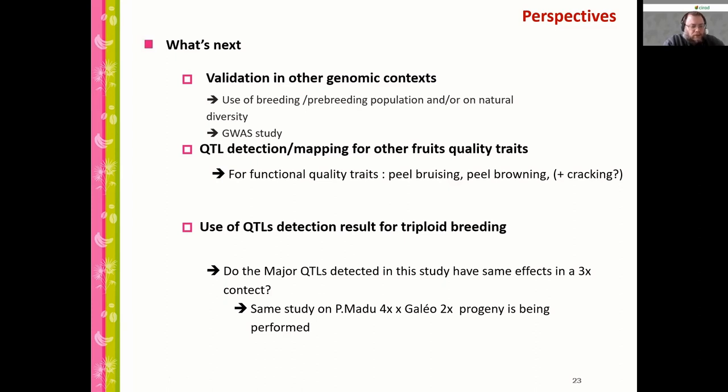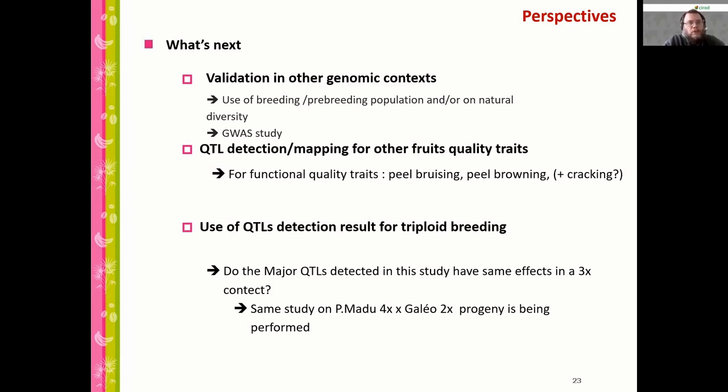And we will try to develop some methods to use these results for triploid breeding. So we have to check if these major QTLs detected in a diploid context could have the same effects in a triploid context. So we will perform the same study on another population, a triploid population, using Pisang Madu as tetraploid genitor to obtain triploid progeny.